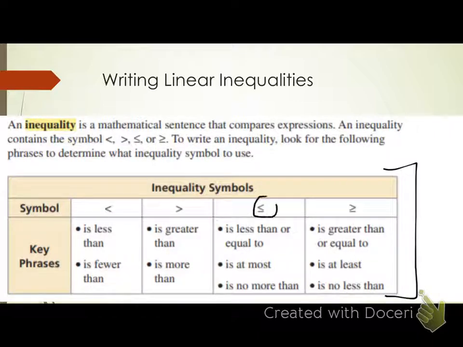Third one, less than or equal to. X is less than or equal to y. We always read these from left to right. Is less than or equal to. Another common phrase would be is at most. Another one is no more than. So if you see any of these three phrases, you're going to be using this symbol right there.